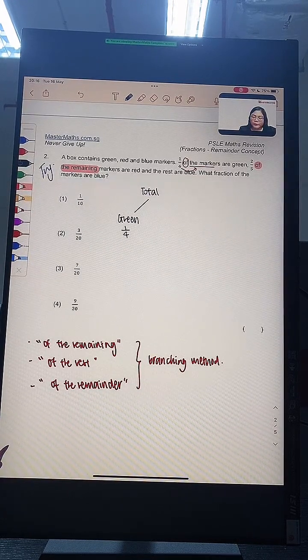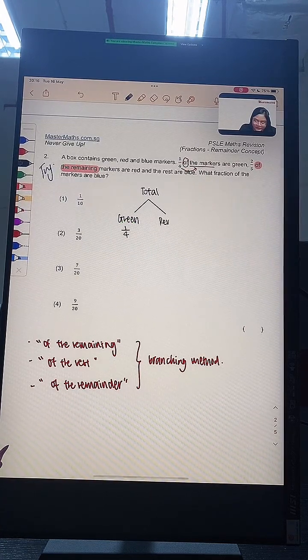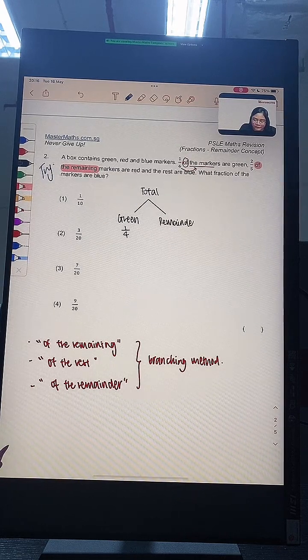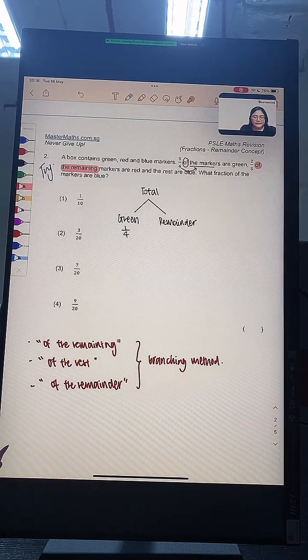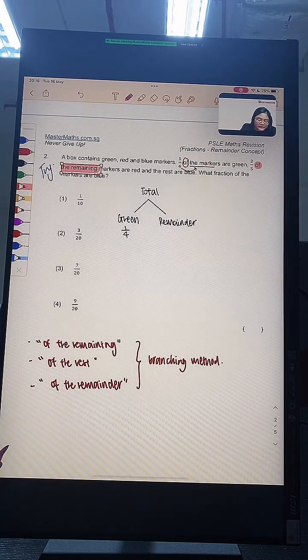Then I am going to branch this out to the complement of this fraction. What does that mean? I am going to look for the remainder first. Why am I looking for this remainder first? Because the next line says it's 2/5 of the remaining, which tells us that it is not of the total.